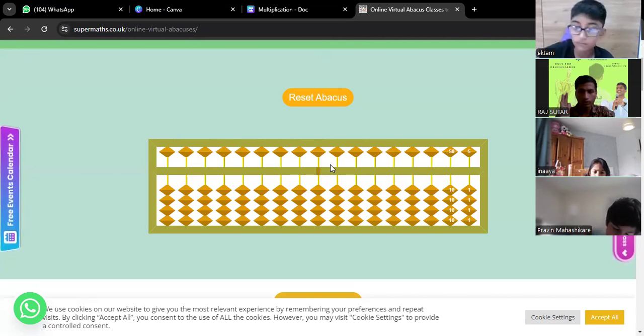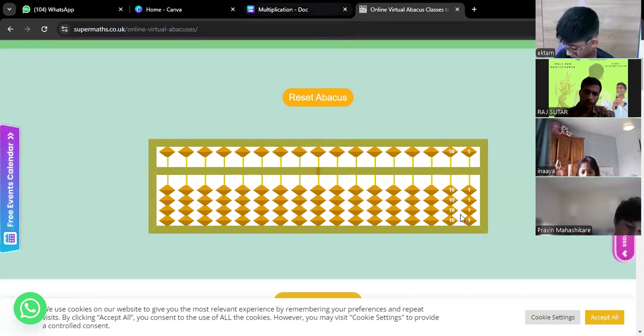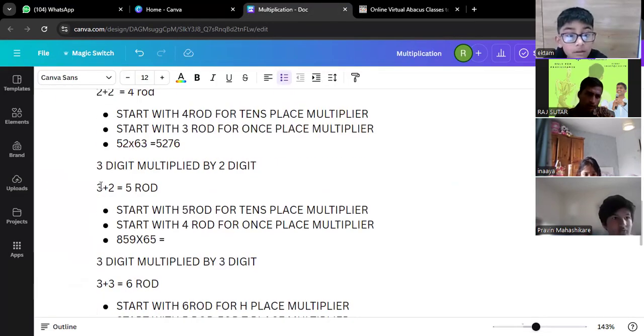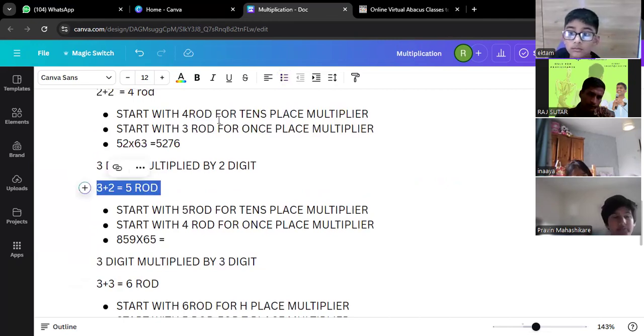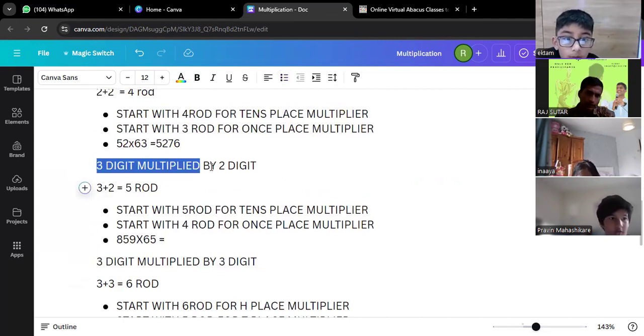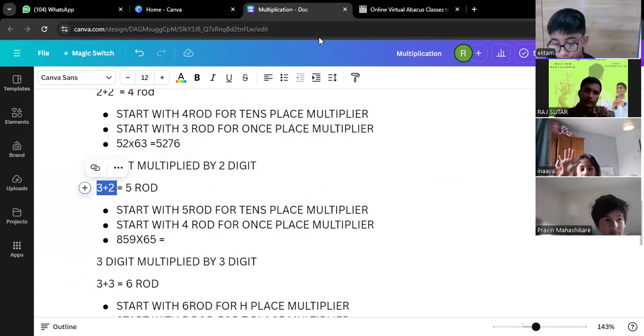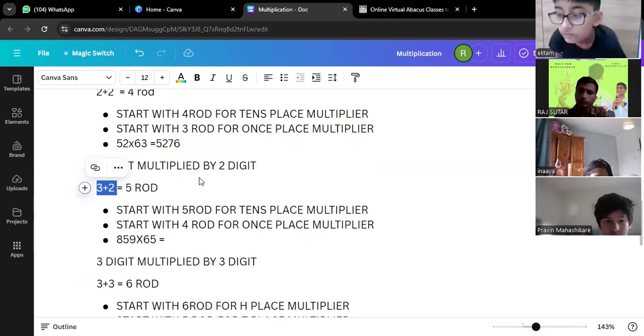You can keep the questions in your mind, or else it will always be in your notebook only. Getting it? But if you want, for now you can write the questions on the abacus like this. For example, now we are learning 3-digit multiplied by 2-digit. Okay, so for this concept, on which rod will we start? 3 plus 2 is 5. So Pranil, which rod will we start with? Fifth rod. Okay, we'll write the answer on the fifth rod.